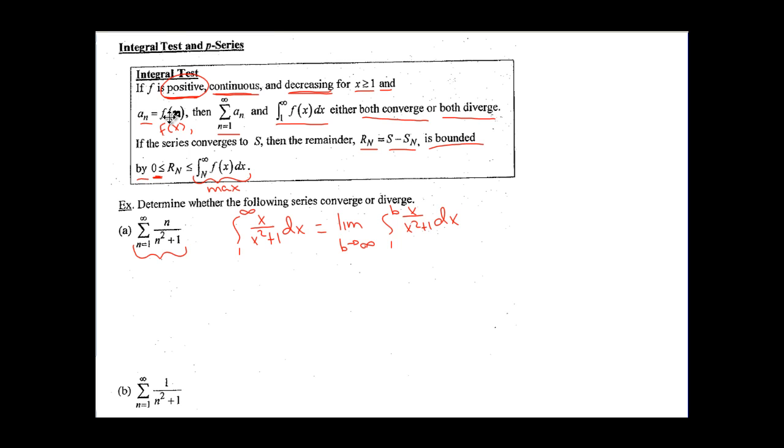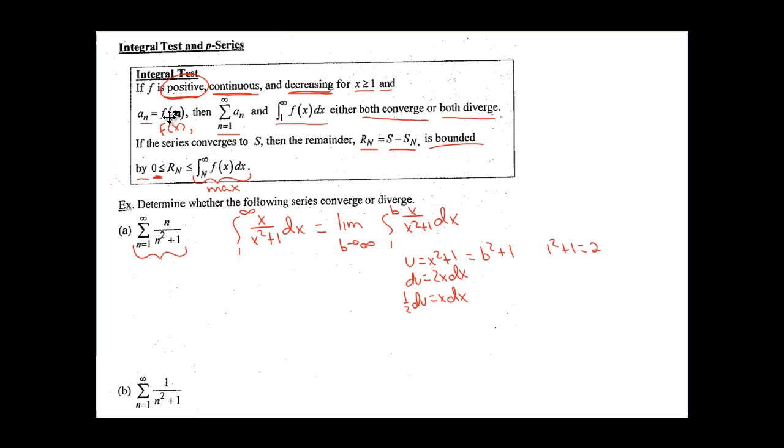We do this integral by using u substitution. We let u equal x squared plus 1, so du equals 2x dx, and so 1/2 du equals x dx. Now we can change our limits of integration. If we put b in for x, we have b squared plus 1, and if we put 1 in for x, we have 1 squared plus 1, which equals 2. So now we have the limit.